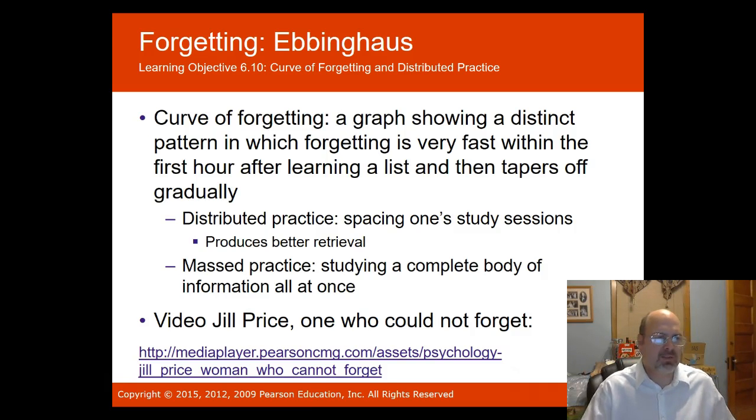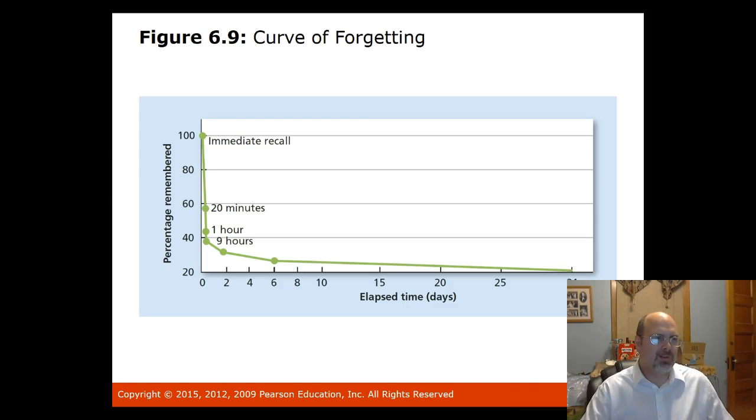So instead of watching this whole video and trying to push through it, maybe break it down into 10-minute chunks, then get up, take a little break, and then do 10 more minutes. I realize these are really long videos. Next is the curve of forgetting. This is a graph. Notice how quickly memory recall drops within the first hour. It drops really fast, and then it levels off.